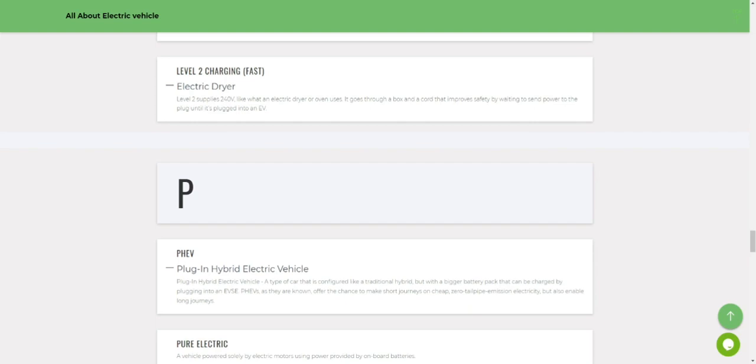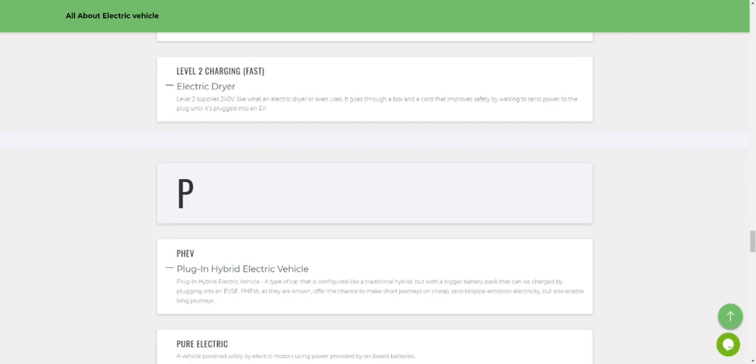Then from M, the terminology, the very basic one, is of course mild hybrid electric vehicle, and starting from N there's NEDC. Okay, the New European Driving Cycle. It was an old system for measuring fuel economy and pollutants. This was replaced by much more accurate WLTP testing. Okay, and then there's NiCad, nickel cadmium. It was a type of battery that was used on older electric vehicles.